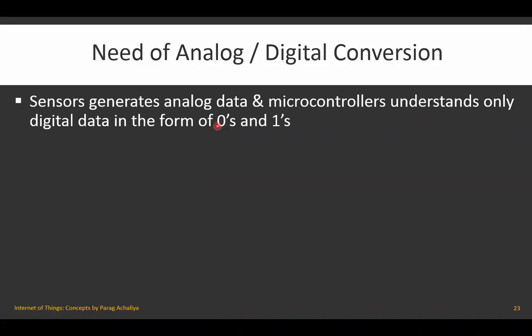So remember two things: all the sensors generate data in analog format, but the microcontroller will not understand that data. What will the microcontroller understand? It will understand only the data in zeros and ones, that is, in digital format.